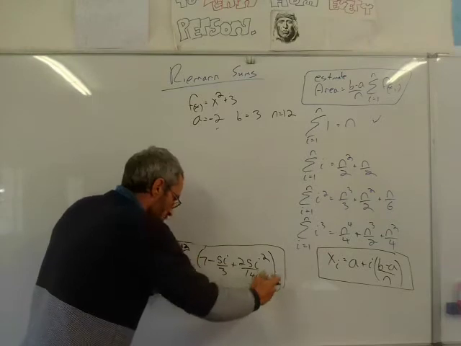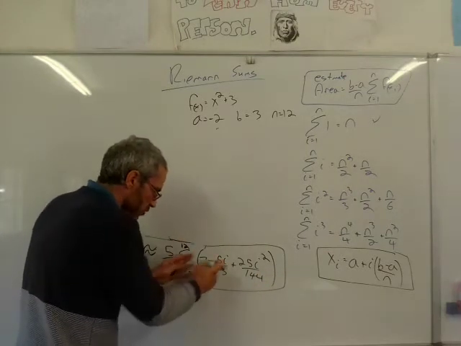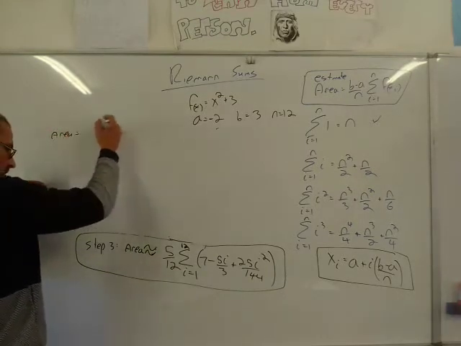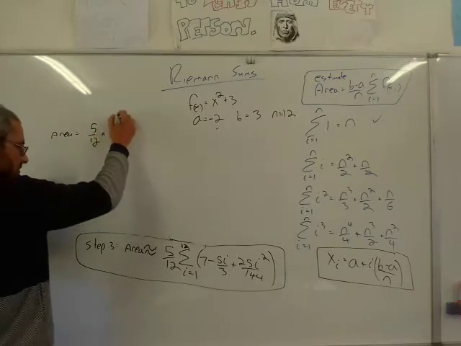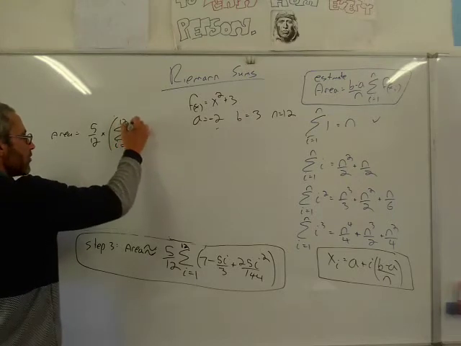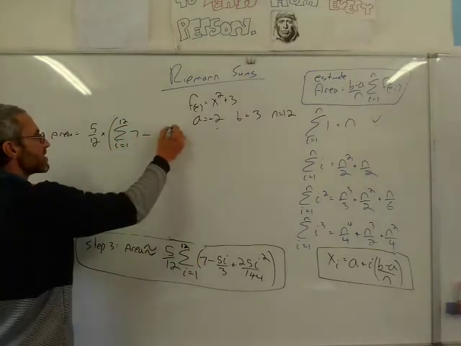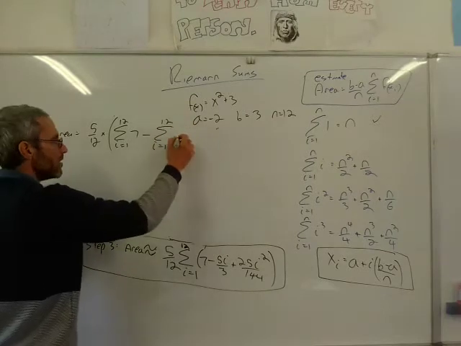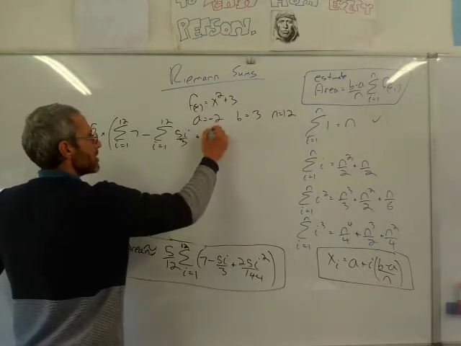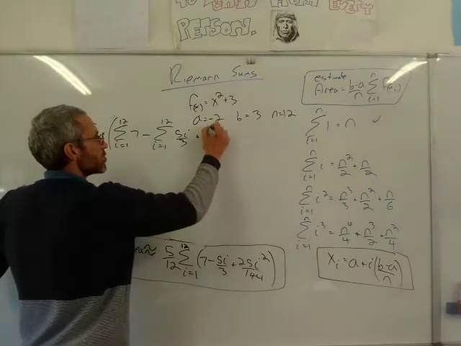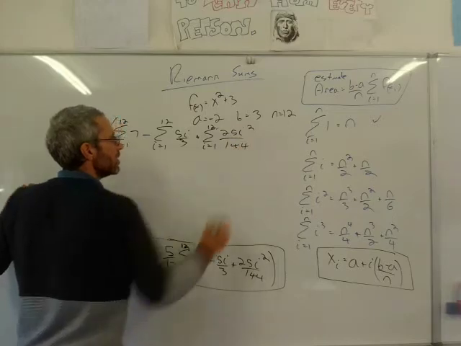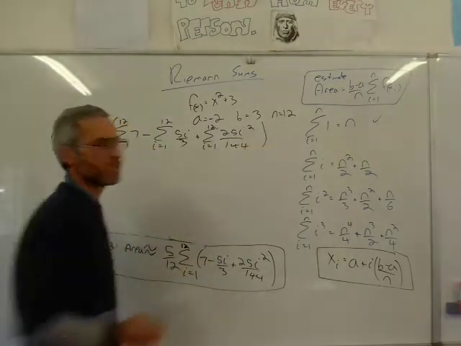Instead of summing all this term from 1 to 12, I'm going to sum each part from 1 to 12. So I'm going to write down the area as 5 over 12 times, with brackets, the sum from i equal 1 to 12 of 7, minus the sum from i equal 1 to 12 of 5i over 3, plus the sum from i equal 1 to 12 of 25i squared divided by 144. See, I've just split it into these sums, okay?